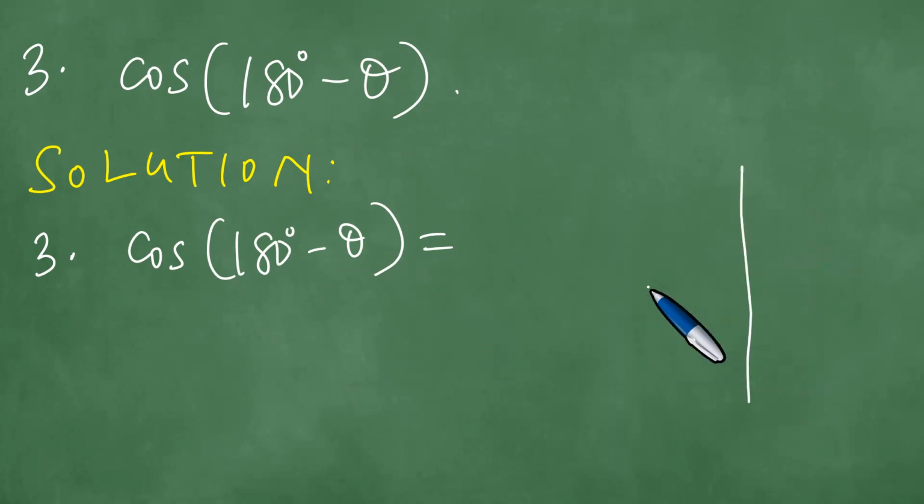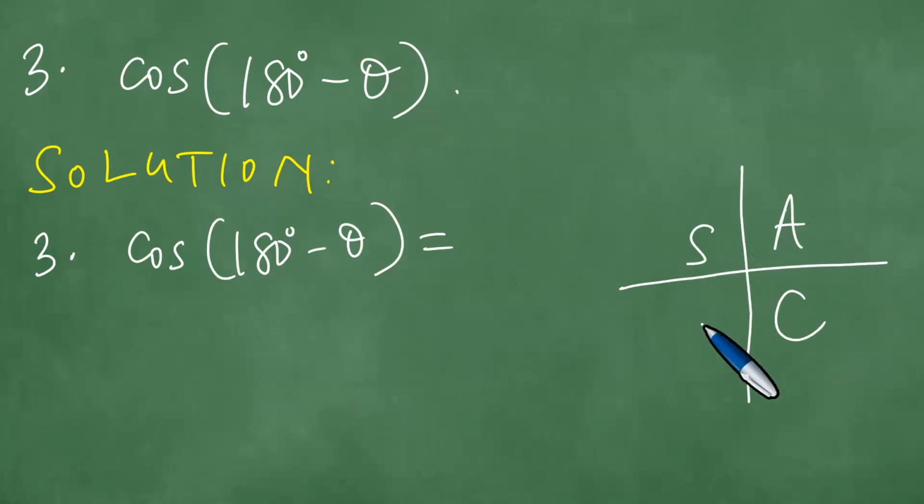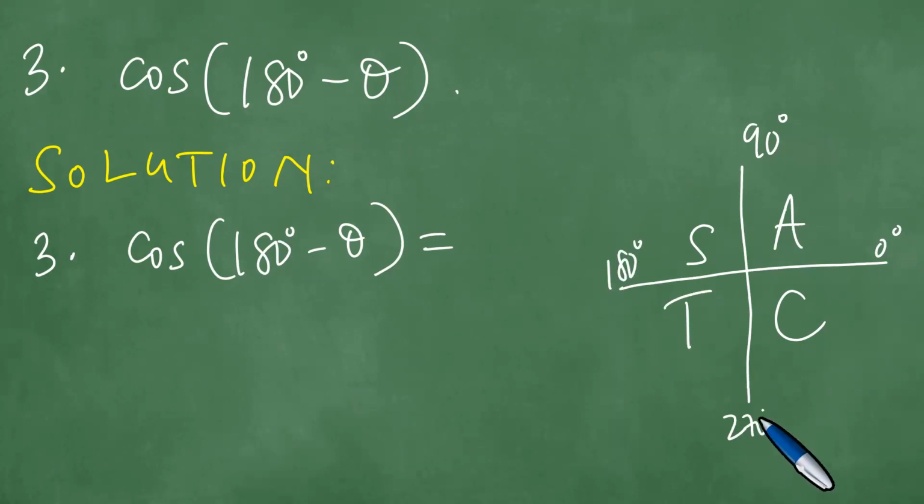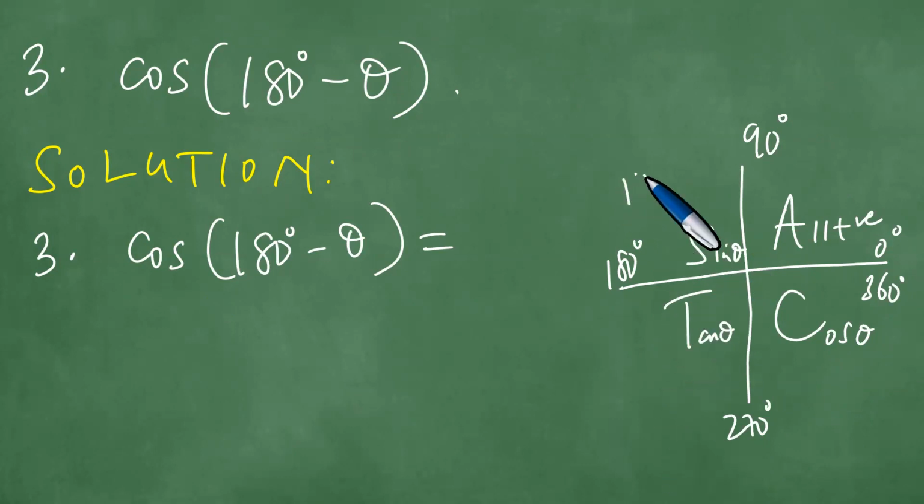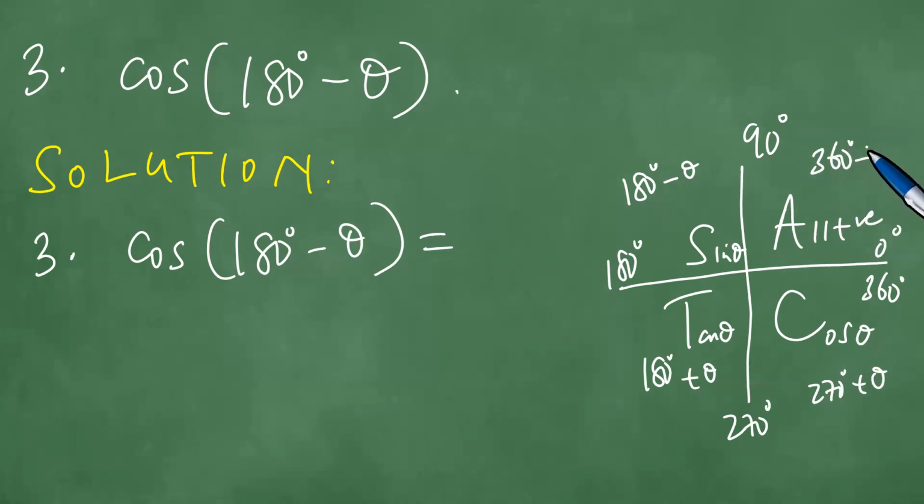Let's remind each other. We remember that we look at the CAST diagram. This one is 0 degrees, 90 degrees, 180 degrees, 270 degrees, 360 degrees. This is cosine theta, all positive. Sine theta, tan theta. If you're here, you have 180 minus theta. Here you have 180 degrees plus theta. Here 270 degrees plus theta. And here 360 degrees plus theta.